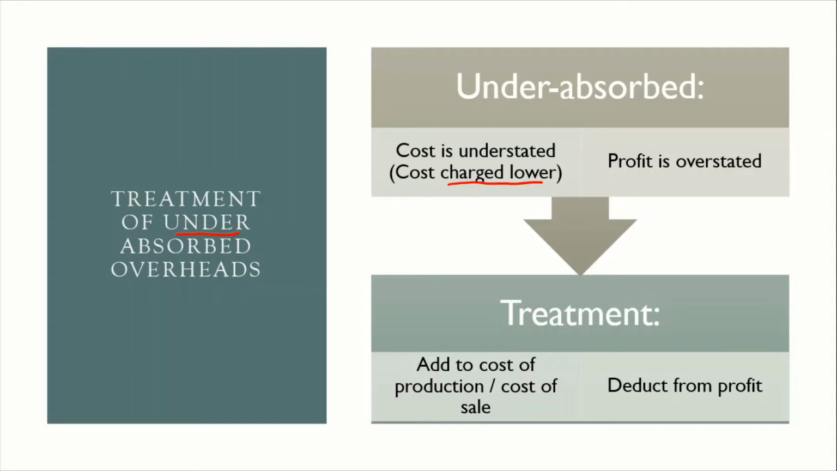So how do you fix for underabsorbed? You add to the cost, or you deduct from the profit. Different with over, under the treatment would be contra. Okay, so because underabsorbed we charge the cost lower, so you have to add back to the cost. The difference is you have to add the differences of the actual and the budgeted. You have to add back to the cost. Second is you deduct from the profit. Okay, so that's how you treat the differences in absorption methods.